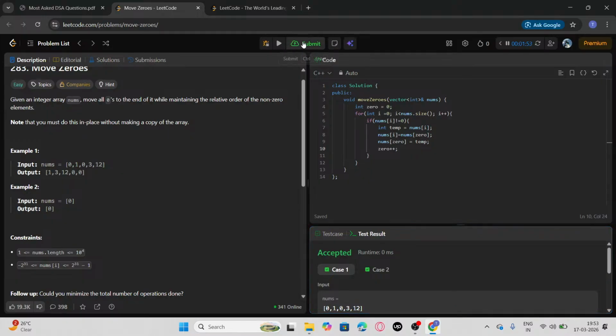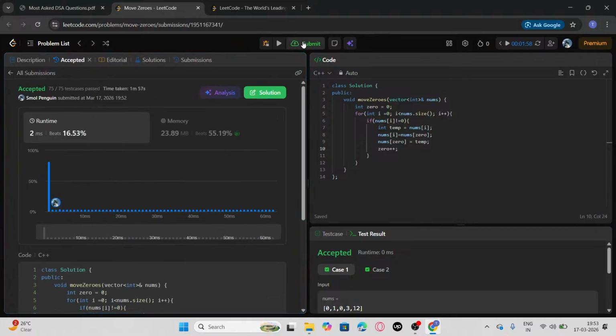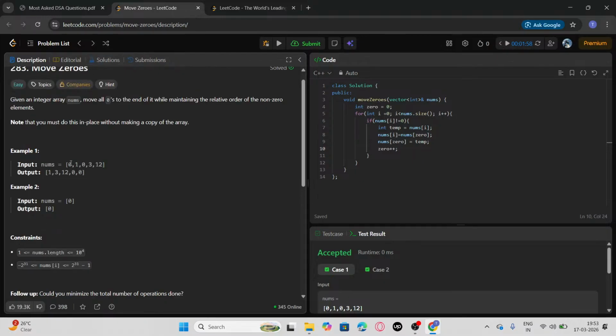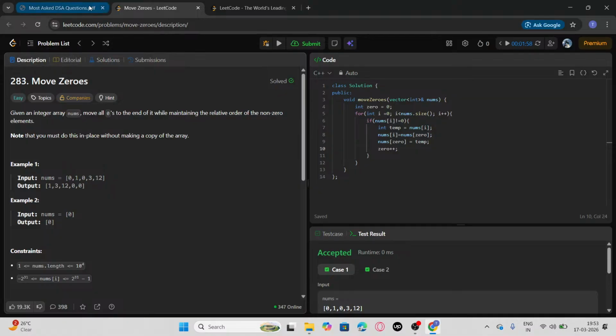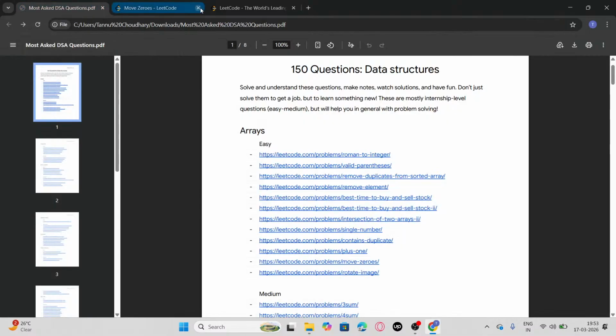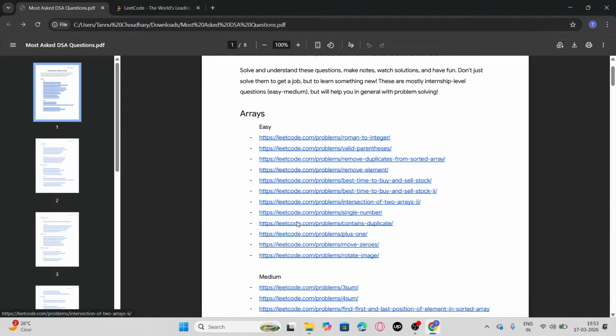What? Did it work? Did it pass all the test cases? Oh, that actually passed all the test cases. And did I solve an easy level problem in less than 2 minutes? Damn, I can't believe it. Let's move to the next problem. I guess I should raise the level of problems now.